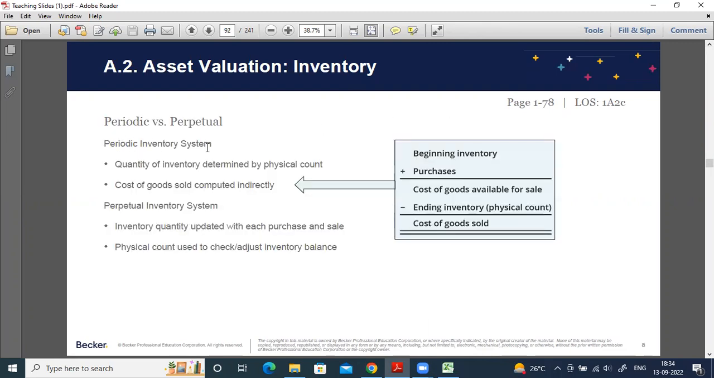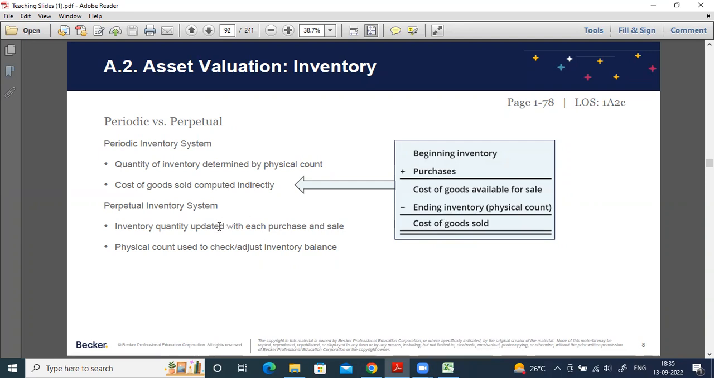In case of periodic inventory system, quantity of inventory is determined by the physical count and cost of goods sold is computed indirectly. Computed indirectly means beginning inventory plus purchases gives cost of goods available for sale, then minus ending inventory, that is physical count, the difference which we get. Cost of goods available for sale minus inventory is nothing but cost of goods sold.